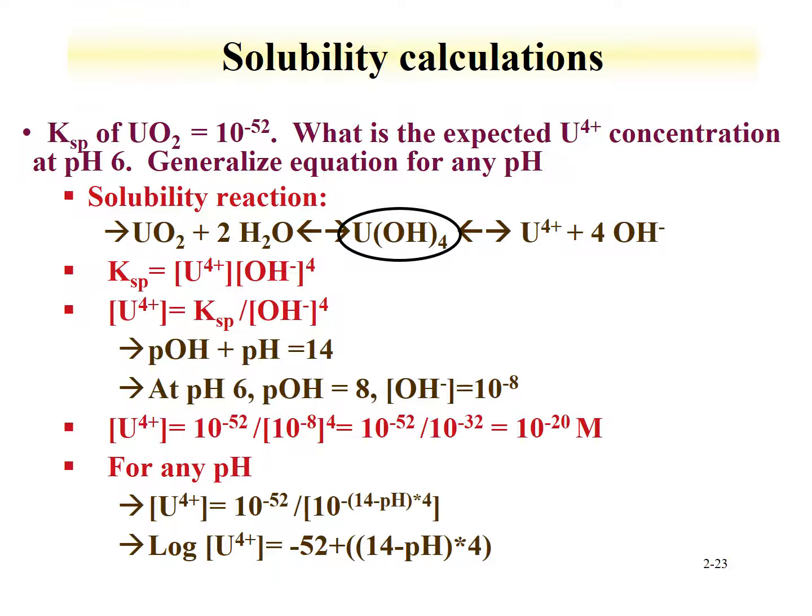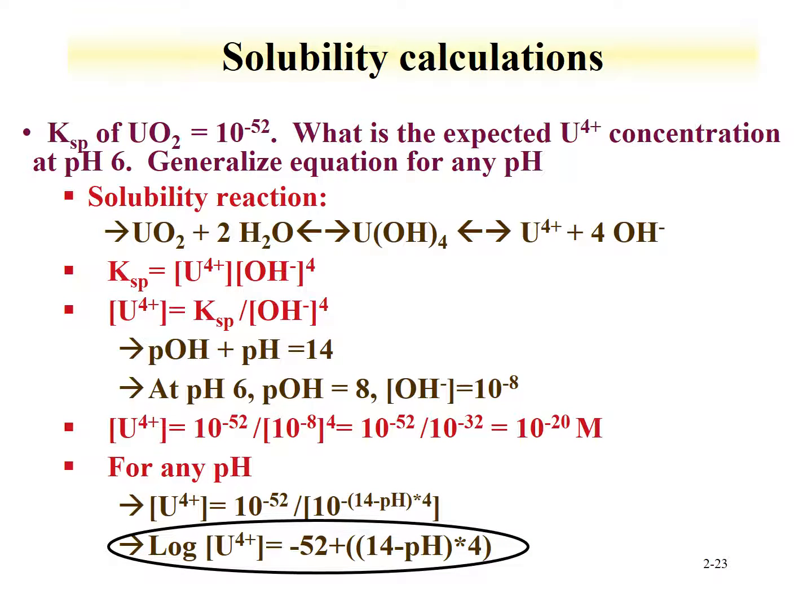10 to the minus 8 to the 4th is 10 to the minus 32. So the concentration of uranium-4 is 10 to the minus 52 divided by 10 to the minus 32. That's equal to 10 to the minus 20. And I can generalize this equation, where I say that the uranium-4 concentration is just equal to the KSP divided by 10 to the 14 minus the pH, all to the 4th. If I take the log of both sides, it's just minus 52 plus 4 times 14 minus pH. So that's a very generalized equation that I can use to determine the amount of uranium-4 that will be formed from the dissolution of uranium dioxide.